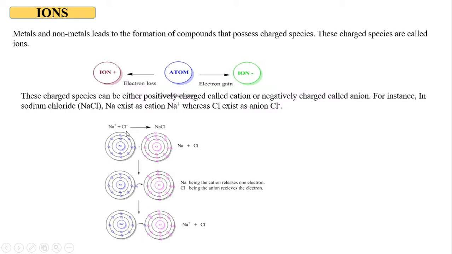For example, sodium plus chlorine. Sodium has atomic number 11, so its configuration is 2, 8, 1. Chlorine is 2, 8, 7. So sodium will lose its one electron, and chlorine will accept that electron in order to attain the stable configuration. When sodium loses its electron, it becomes Na+, whereas Cl accepts one electron and becomes Cl-. So the product formed will be NaCl.